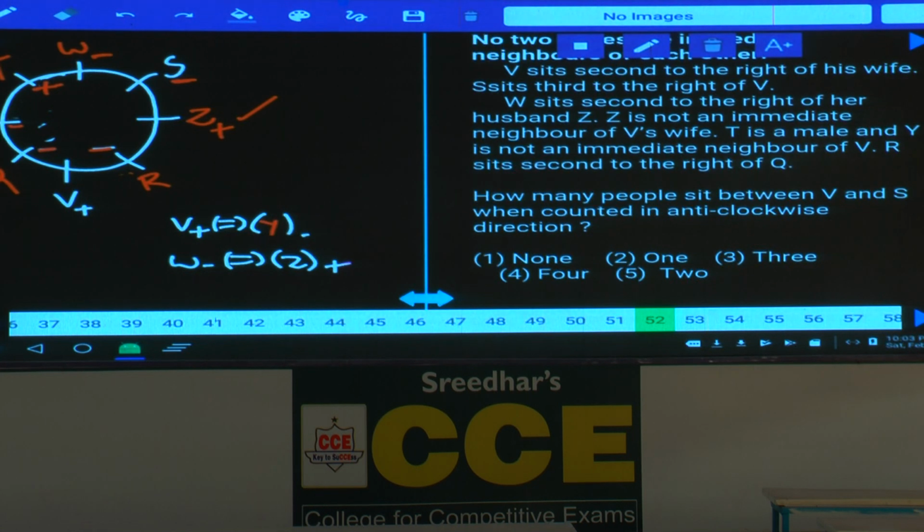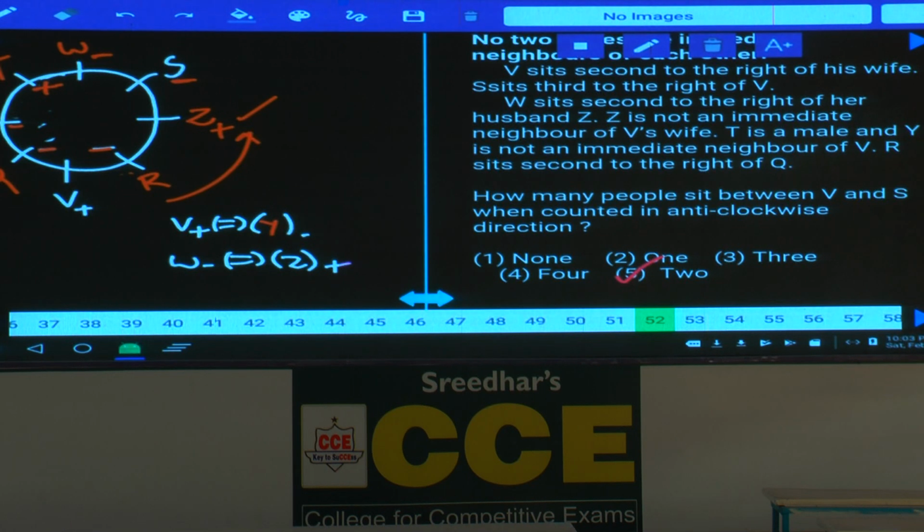Then question number 52. How many people sit between V and S? How many people in between V and S when counted in anti-clockwise direction? Now in anti-clockwise direction in between V and S, tell me how many people are there? There are 2 people. Who are those 2? R and Z, that is choice 5.